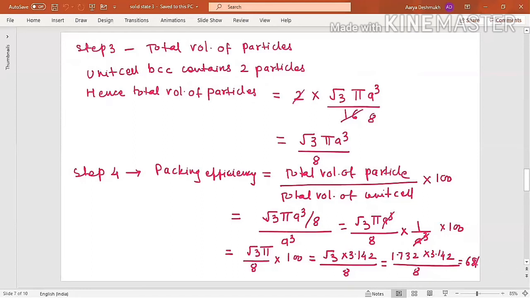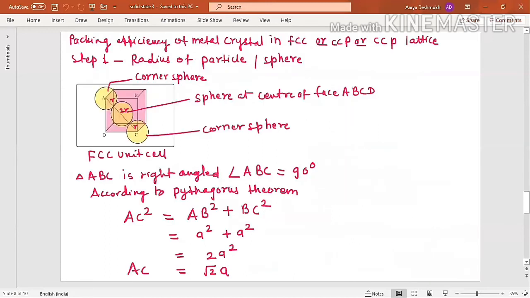Now next, the packing efficiency of a metal crystal in face-centered cubic lattice, that is cubic close packing, or here HCP. Instead of CCP, it should be HCP actually. This is also CCP or HCP, hexagonal close packing. So first, follow the same method. First, find out the radius of the particle. Now in this diagram, you can see the spheres at the corners. We are talking about the face-centered cubic lattice.